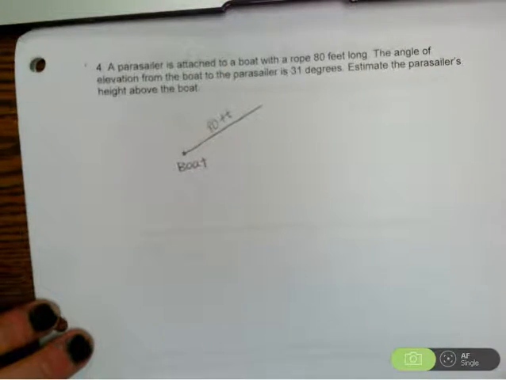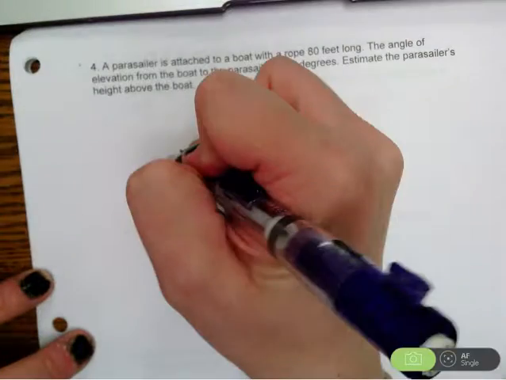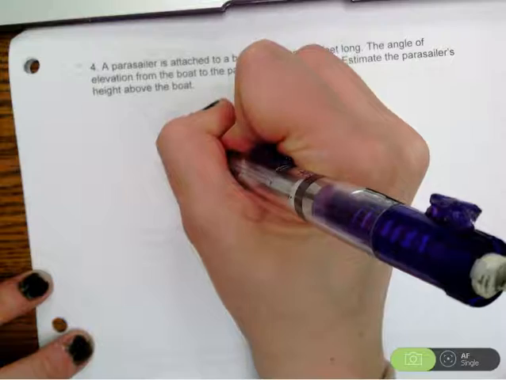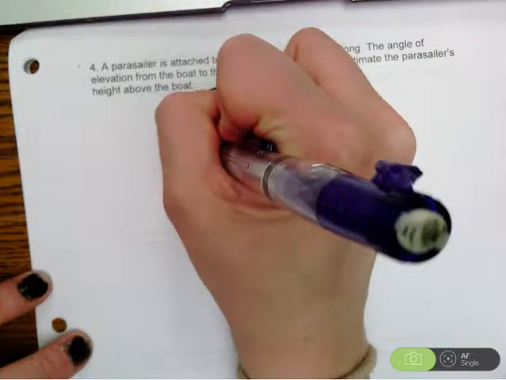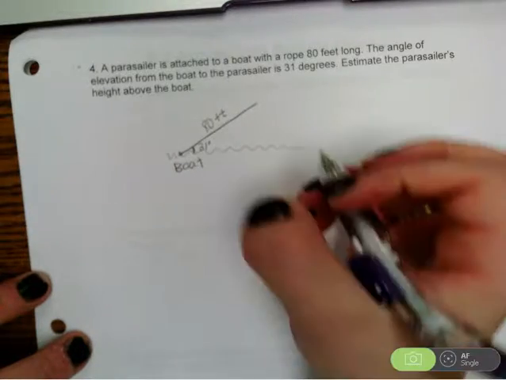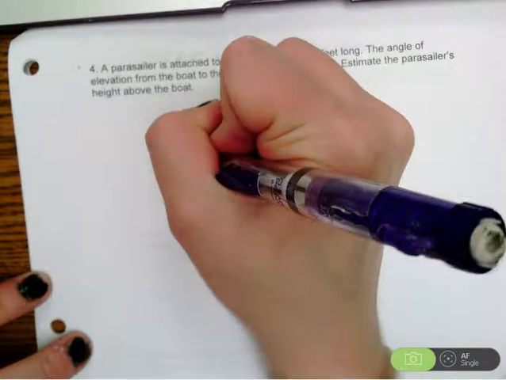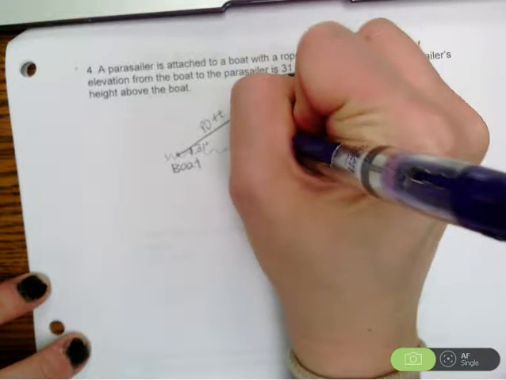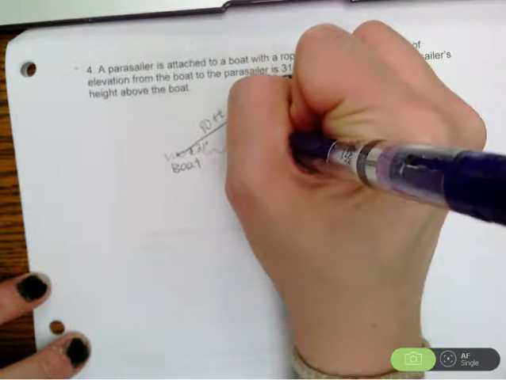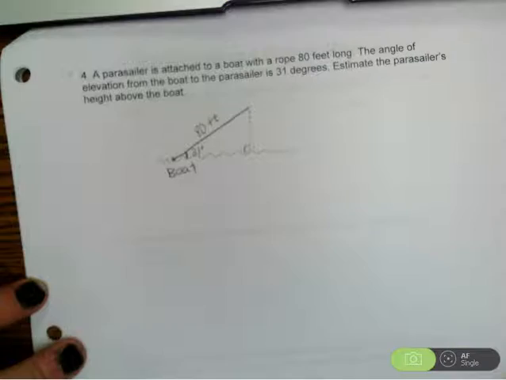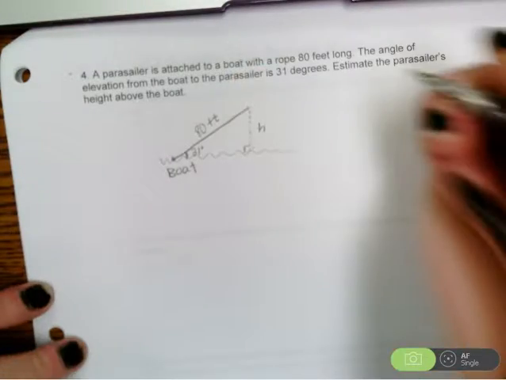The angle of elevation from the boat to the parasailer, so if this is our water and the boat's right there, the angle of elevation is 31 degrees. We want to estimate the height above the boat. Really, the boat's here, but it doesn't matter if the boat was here or here. The height is going to be the same. We want the vertical height here. If you look, you can create a right triangle. So drawing pictures here is very important. We want to find the height.